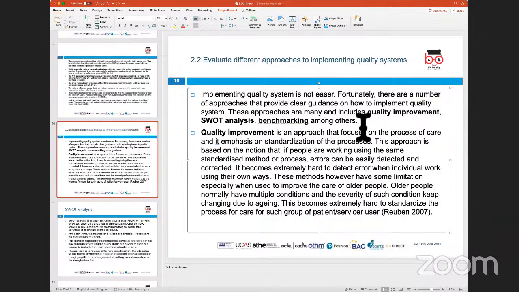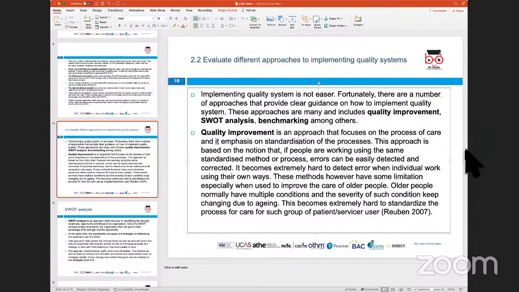So one of them being quality improvement. Now, this is an approach that focuses on the process of care, and it emphasizes the standardization of processes which are required for providing care to the patient. This approach is based on the notion that if people are working to the same standardized process, errors can be easily detected and corrected. That is the essence of this particular approach.